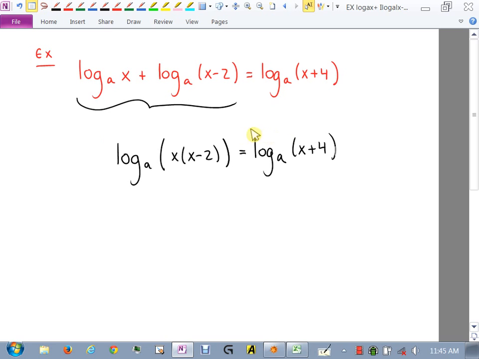Now, do you have a single log on each side? You don't have any numbers in the front that you have to worry about, right? So we should just be able to set the insides equal to each other, the arguments of each side to each other. And that's what we do. So we set x squared minus 2x equal to x plus 4.